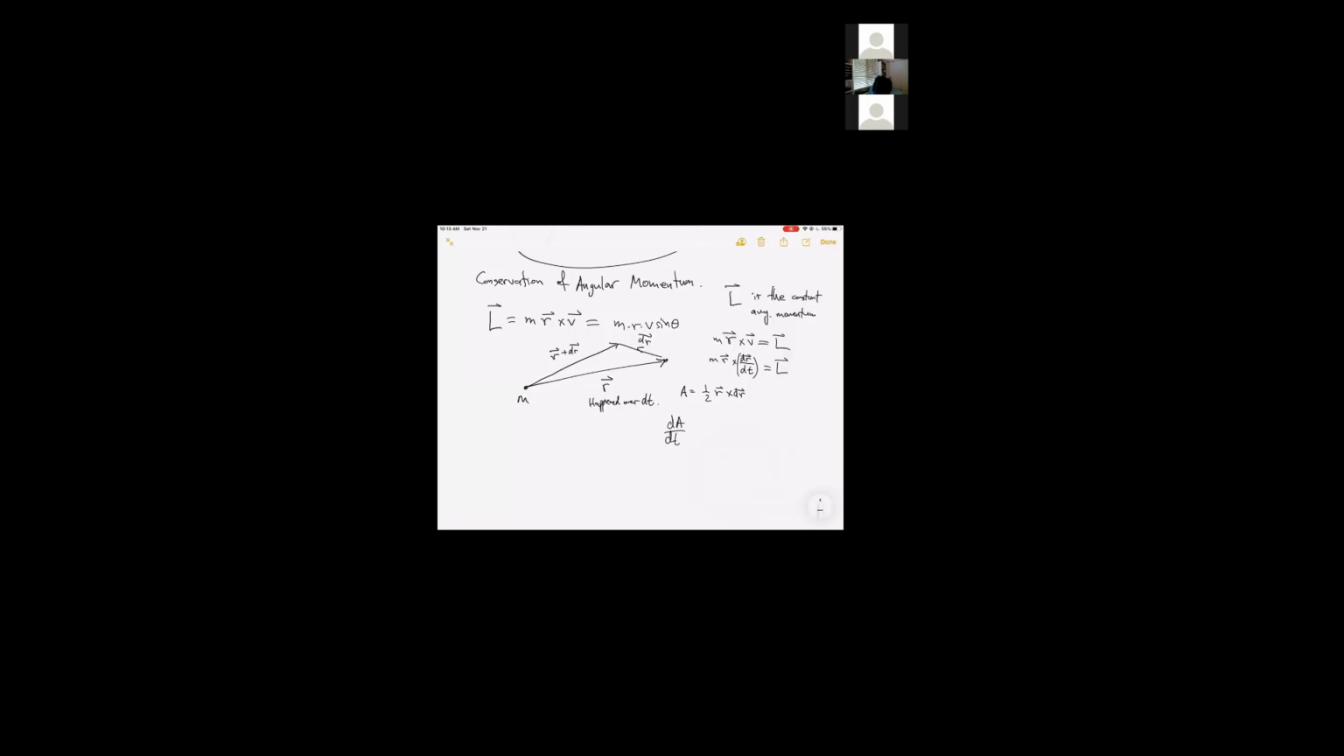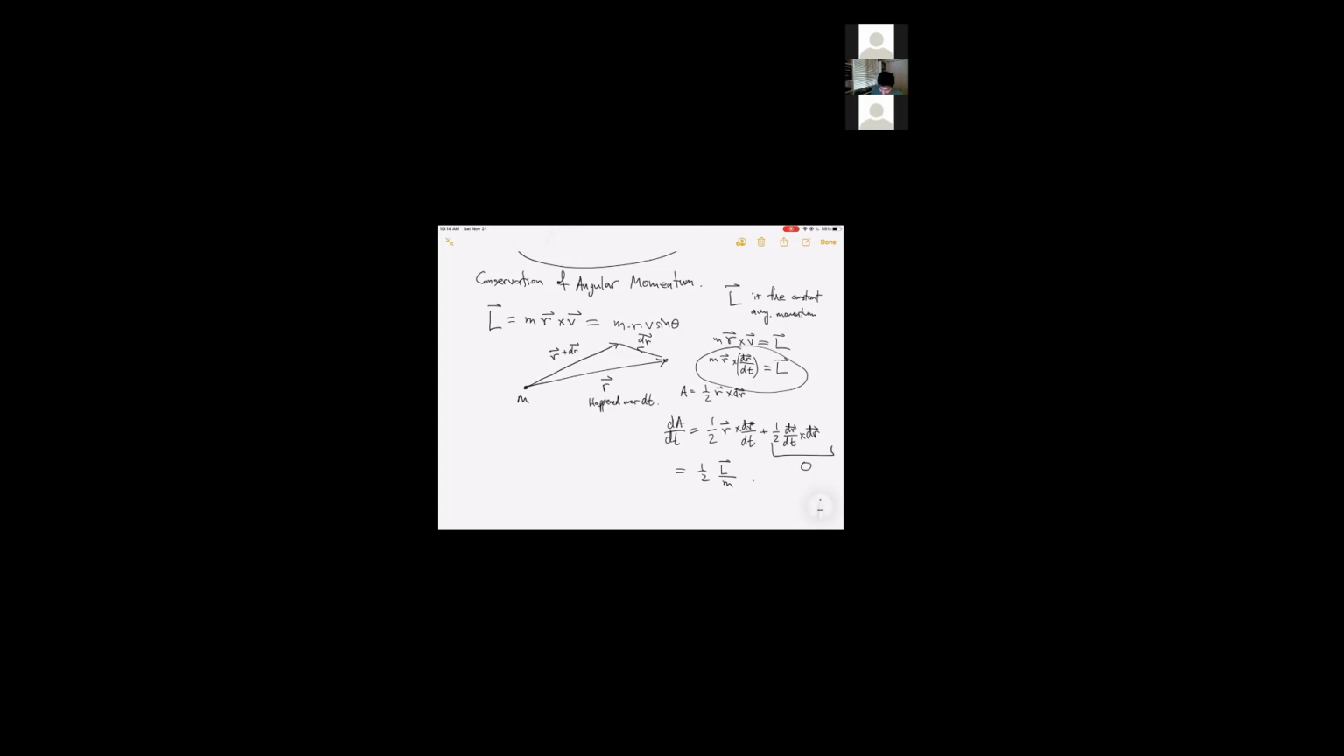So dA/dt is 1/2 of... if we use the product rule, then we get 1/2 r cross dr/dt plus 1/2 dr/dt cross dr. Of course, this second term is 0 because these are two parallel vectors. And the first term is just 1/2 of L over m, by this equation right here.